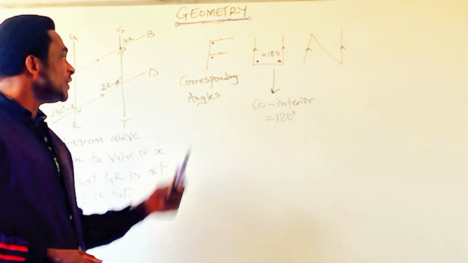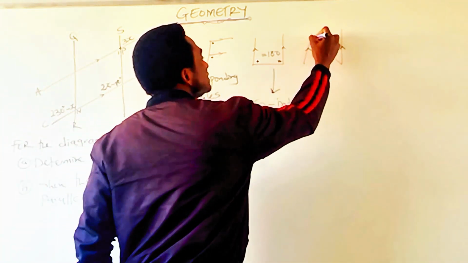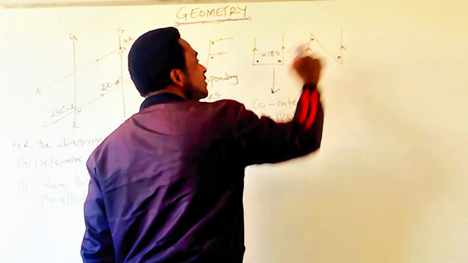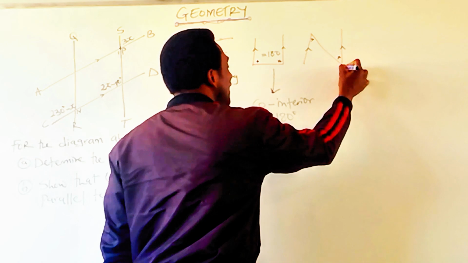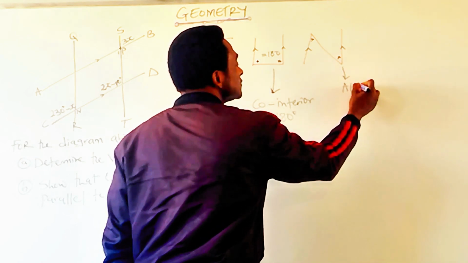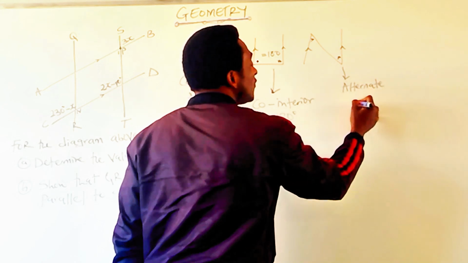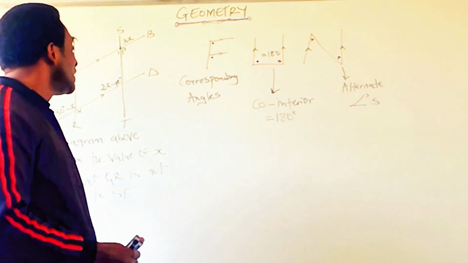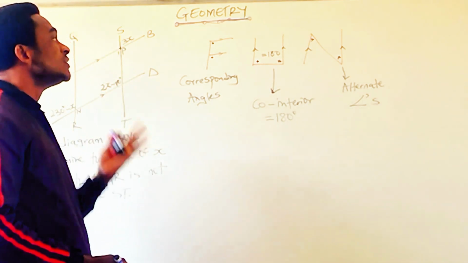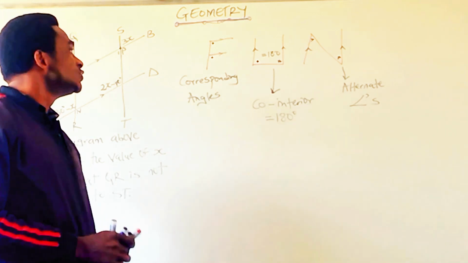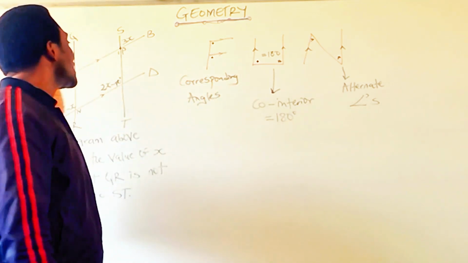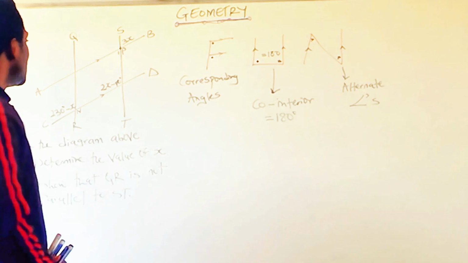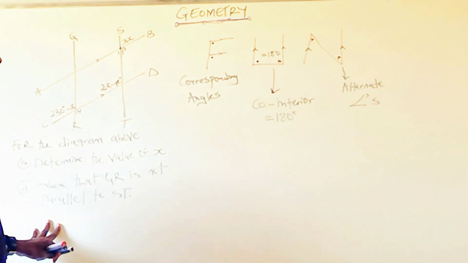And then the last one that we have there, we have alternate angles. If we have this angle and this angle, so long as they are in between two parallel lines, we say that they are alternate angles. Alternate angles are equal to each other. So with the concept of FUN, we can calculate or determine the values inside any two parallel lines. Now let's use this concept to solve this question.